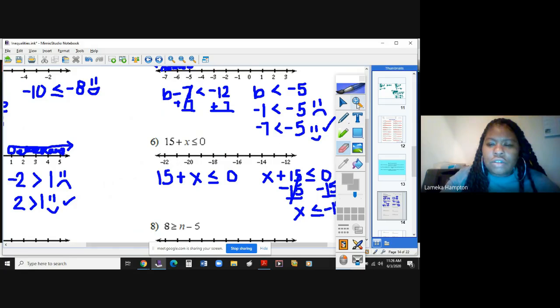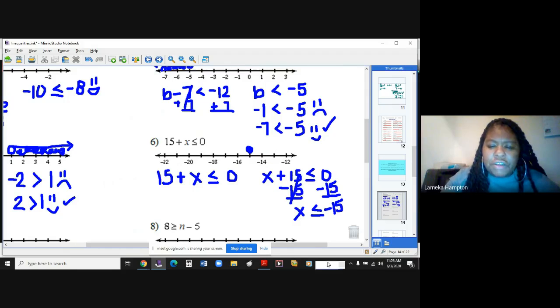All right. So I'm going to put my closed circle over negative 15 because if I substitute negative 15 for x, negative 15 is less than or equal to negative 15. So that's what would make this a true statement. And that's the reason why I have a closed circle, because negative 15 is equal to negative 15 in this case.